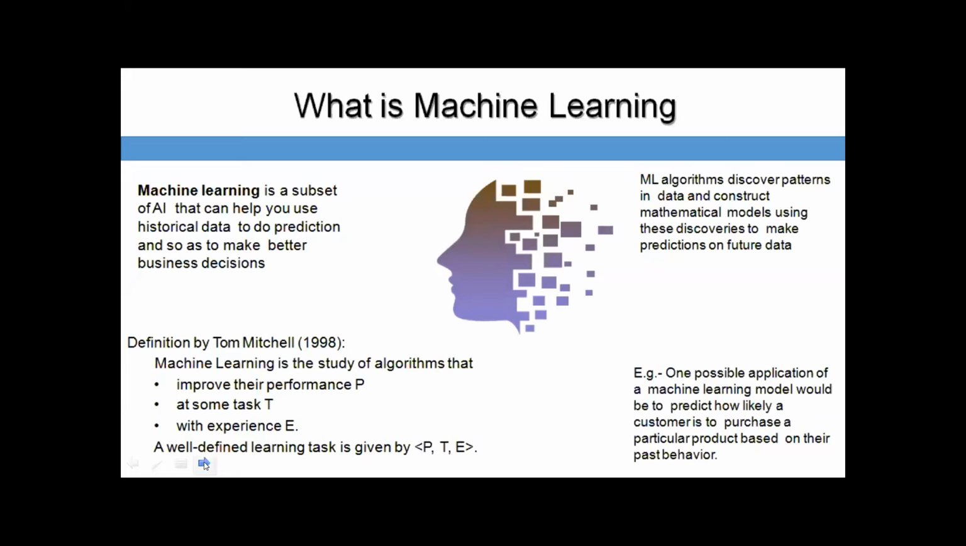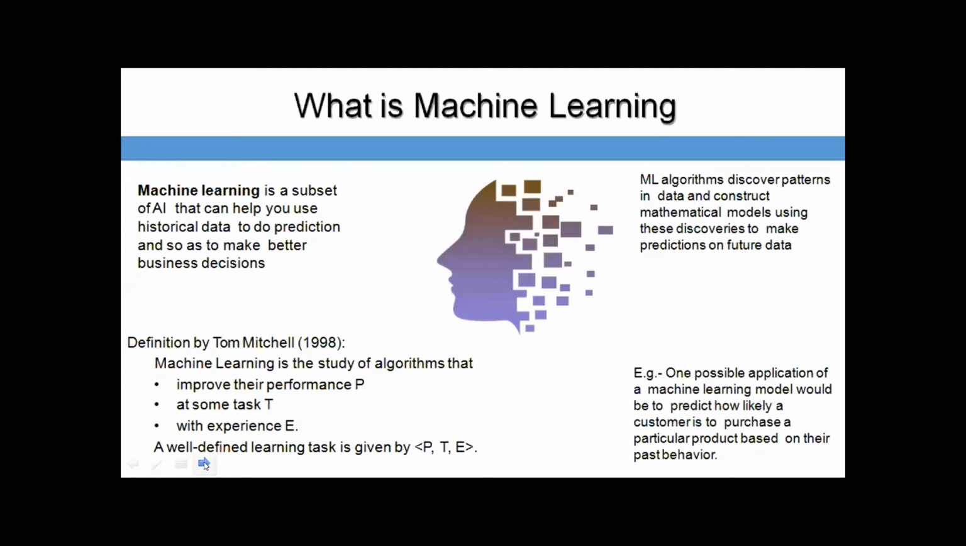One possible application of a machine learning model would be to predict how likely a customer is to purchase a particular product based on their past behavior, that is, based on the items purchased by a customer. The data is what you have about your customers. Based on that, you can give a prediction of how likely a customer is going to purchase a particular product or not. In this way, we can use machine learning.